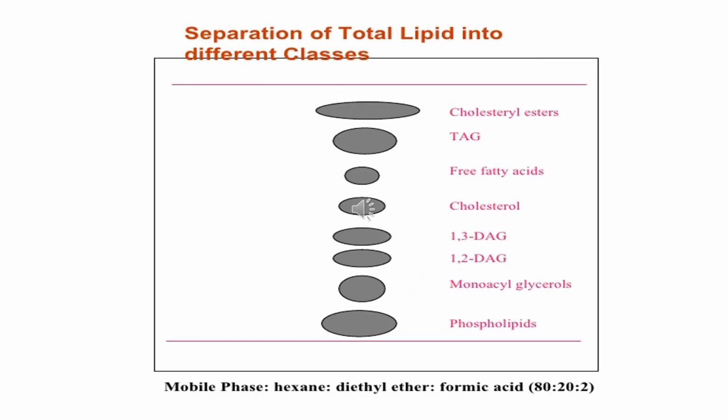Separation of total lipids into different phases, TLC is used. The compounds are cholesterol ester, TAG, free fatty acid, cholesterol, 1,3-DAG, then 1,2-DAG, monoacylglycerol, and phospholipids, for all compound differences, identification and separation. Mobile phase is hexane to diethyl ether to formic acid in the ratio of 80 to 20 to 2.